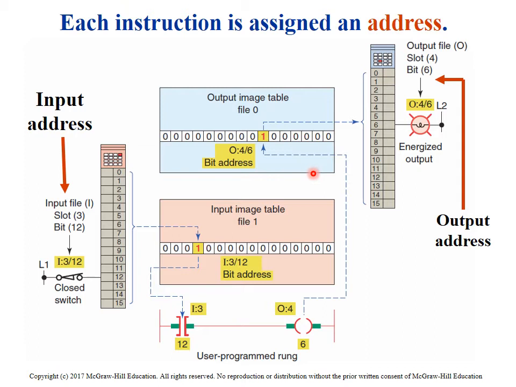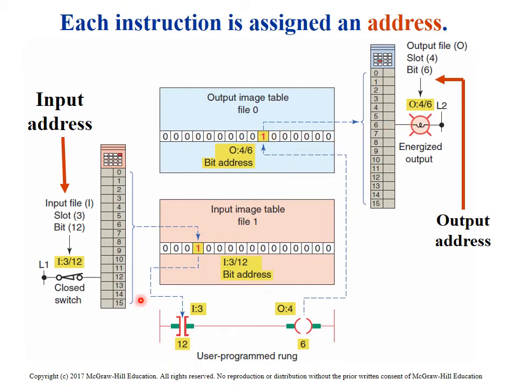So looking at this, the first component they've got there is the output image table here. They picked output 4/6, so it's got to be slot 4, bit 6. So we'll count over here 0, 1, 2, 3, 4, 5, 6, bit 6. So that is correct. We've got output 4/6, and that is where they tie the output to. So when the data table is on, the output should turn on.